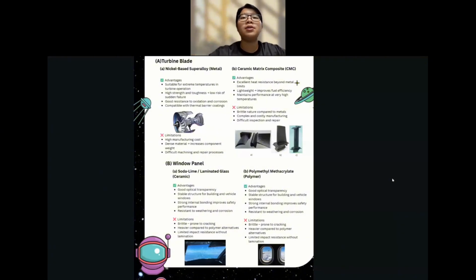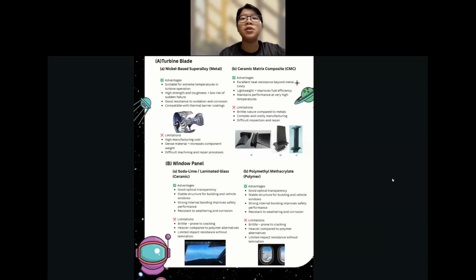Another turbine blade material is ceramic matrix composite, or we call it CMC. CMC offers excellent heat resistance beyond metal's limits and is much lighter, which improves fuel efficiency. It can also maintain performance at very high temperatures. Despite these advantages, CMC is more brittle than metals and its manufacturing, inspection, and repair processes are complex and costly.